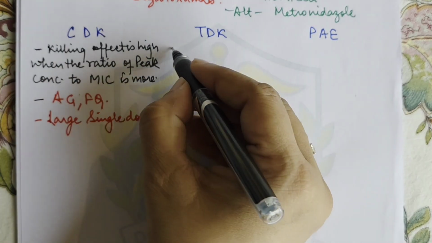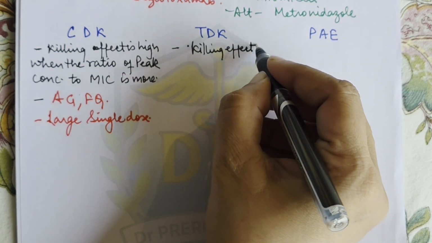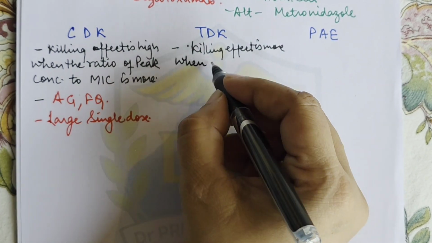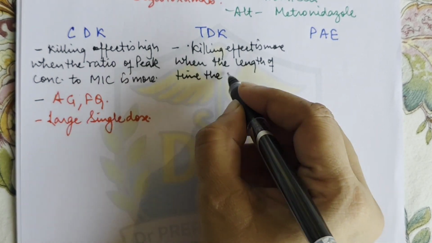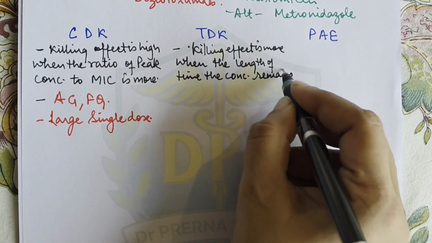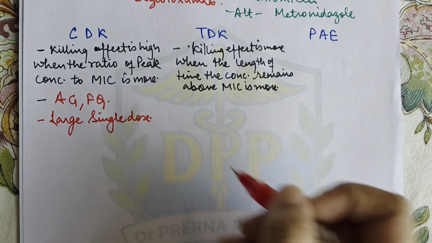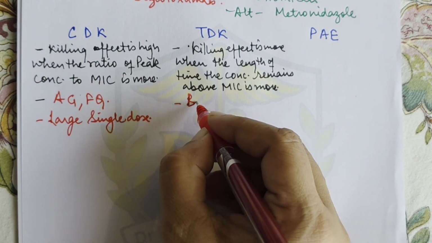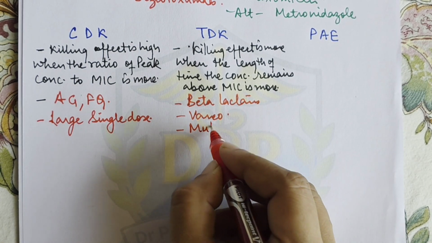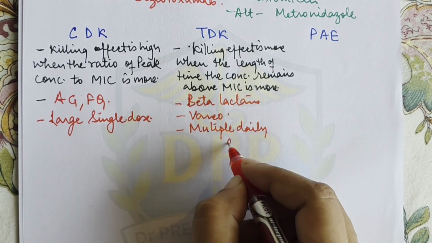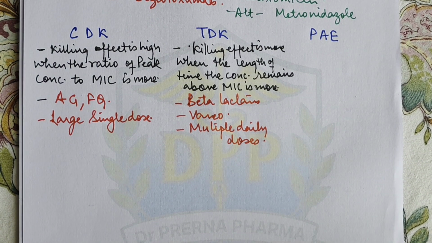Now, what is time dependent killing? Time dependent killing is when the killing effect is more when the length of time the concentration remains above MIC is more, right? This scenario is seen with the beta lactams and also with vancomycin. So in this case multiple daily doses are preferred over a single dose because they are more effective when their concentration remains above MIC for a longer duration.